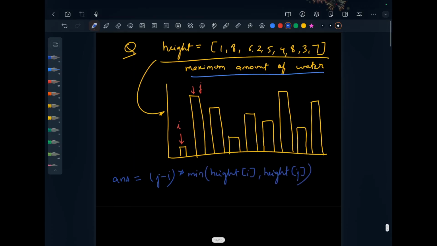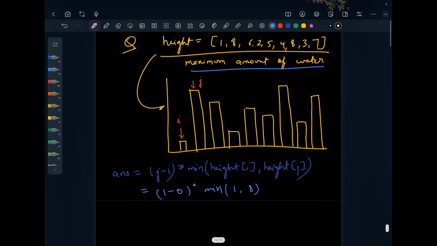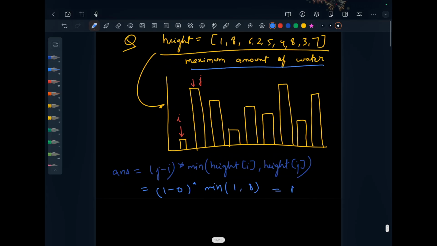Okay, so if you calculate j is 1, i is 0, multiply min, we have height of 1 comma 8, so the answer will become 1, right? In this case you can only fill one amount of water.